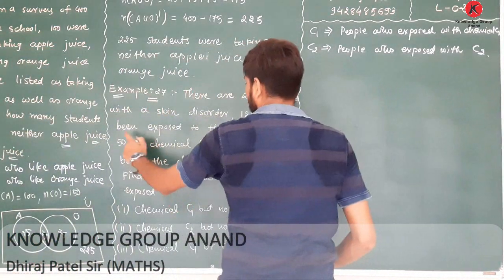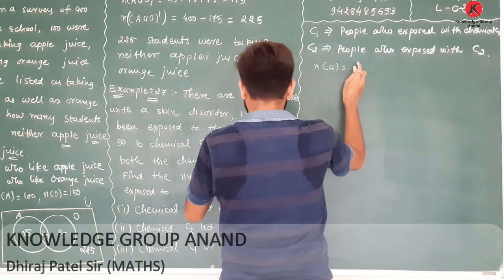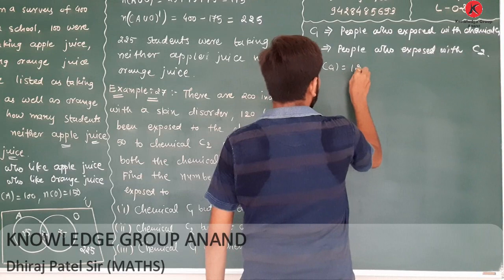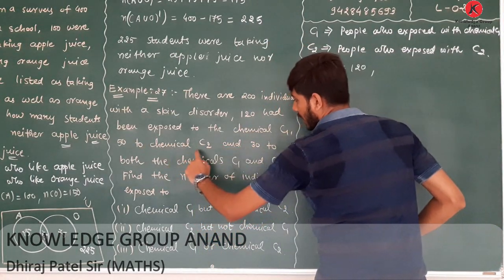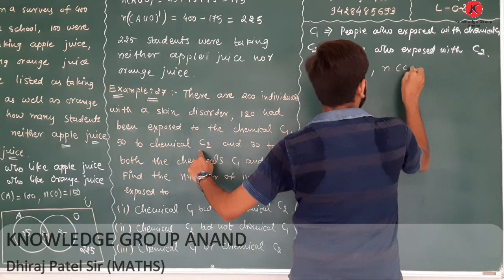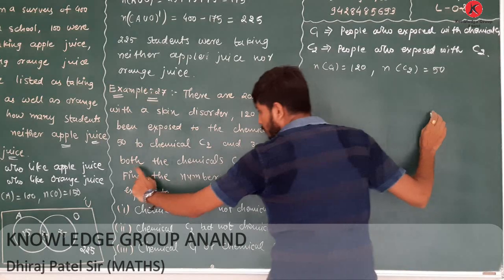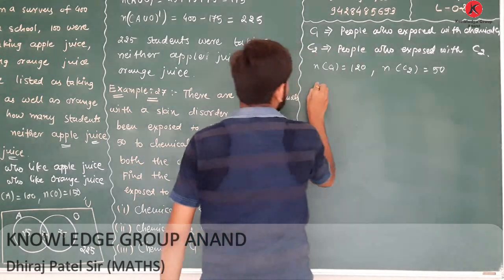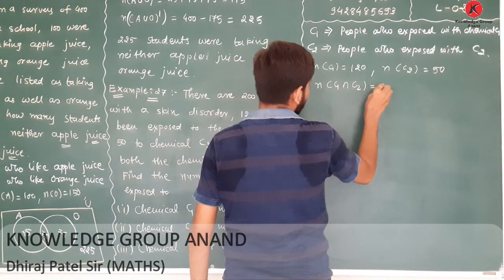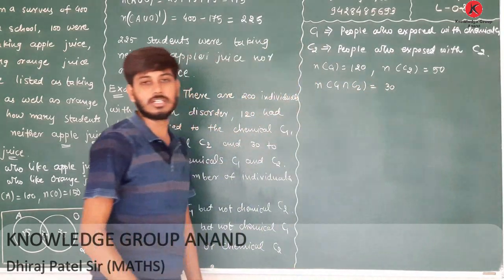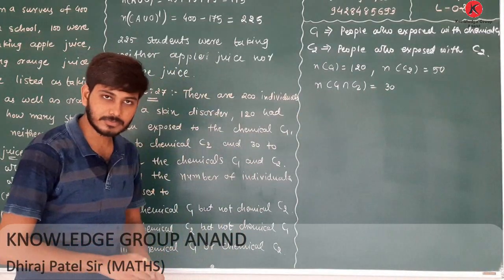120 had been exposed to chemical C1, therefore the number of elements of C1 equals 120. Now 50 to chemical C2, therefore we can say that the number of C2 equals 50. Next one, 30 to both chemical C1 and C2, therefore the number of elements in C1 intersection C2 equals 30.